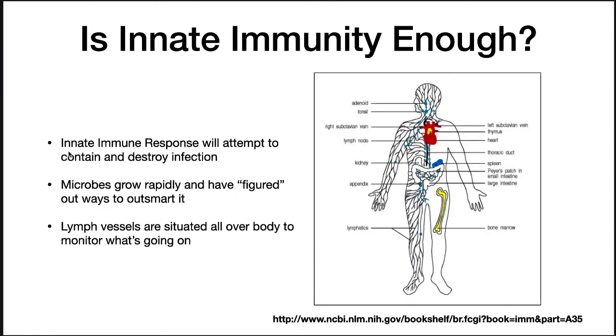Is innate immunity enough? The innate immune response will attempt to contain and destroy the infection. Now, microbes grow rapidly, and some of them have figured out ways to outsmart the immune system. But the immune system is situated all over the body. As you can see here, this diagram shows you all the lymph vessels all over the body on one side of the body. And again, some student asked me this question, is the lymph system only on the right side? The answer is no. It was just drawn on the right side. These vessels are situated all over the body, and they monitor what's going on.